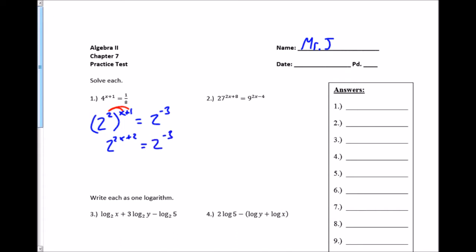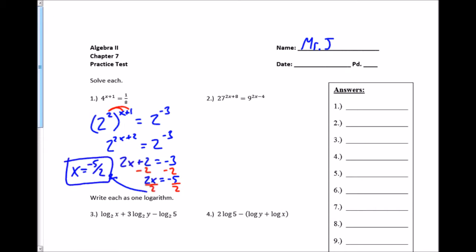But if I have the same base on each side, I can just set the exponents equal to one another. And then I can solve from here by subtracting the 2, and then dividing by the 2. So again, when possible, I can rewrite this so that I have the same base on each side, and then just set the exponents equal to one another. That's the most basic and the easiest method for solving an exponential equation.